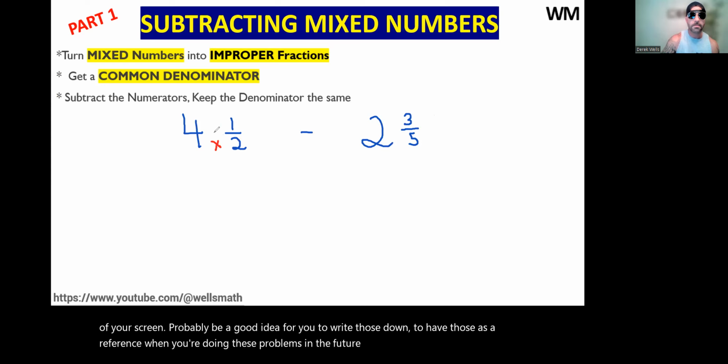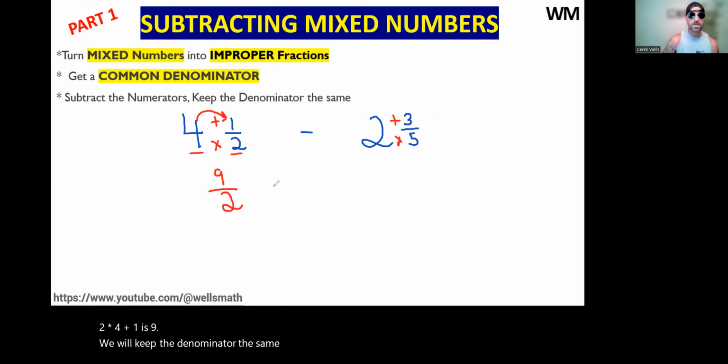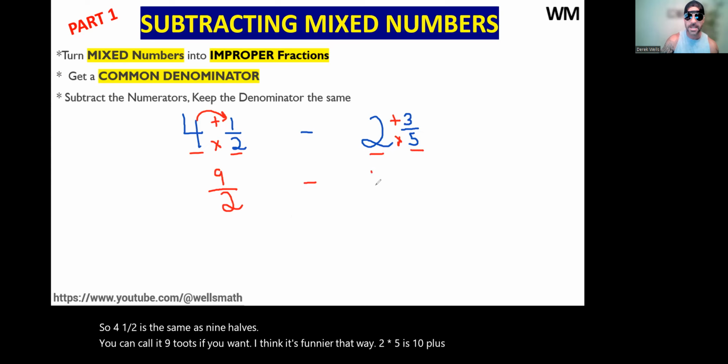First thing, mixed numbers will be turned into improper fractions. 2 times 4 plus 1 is 9. We will keep the denominator the same. So 4 1/2 is the same as 9 halves. You can call it 9 tooths if you want. I think it's funnier that way. 2 times 5 is 10, plus 3 is 13. Keep the denominator the same.